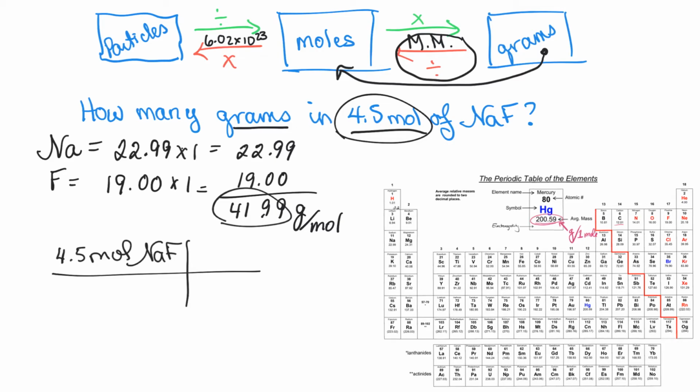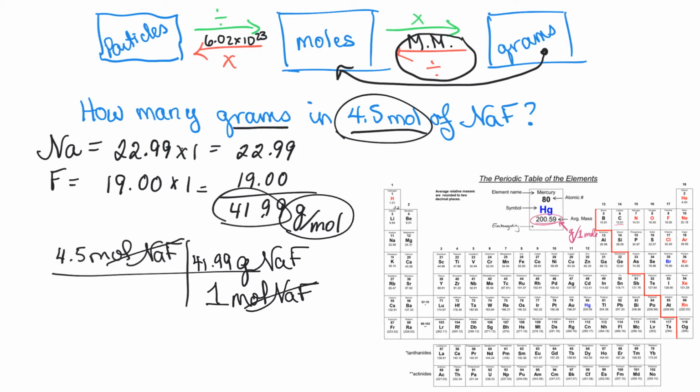Now we need to use the conversion factor of the molar mass. So if you notice by the units, the way that they're set up, it's already grams per mole, right? And that's what we want. We want to get rid of the mole. How many moles are there? 1. For every 1 mole of sodium fluoride, you have 41.99 grams of sodium fluoride in theory. All right, so now we're going to cancel out those moles.